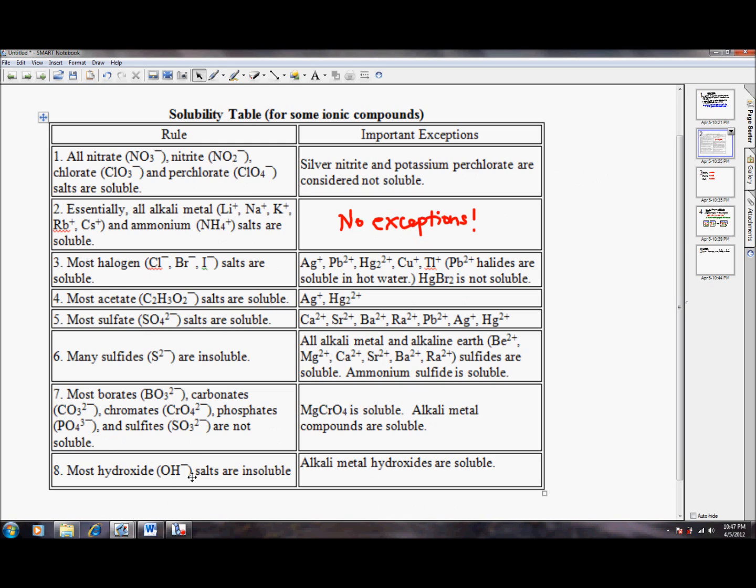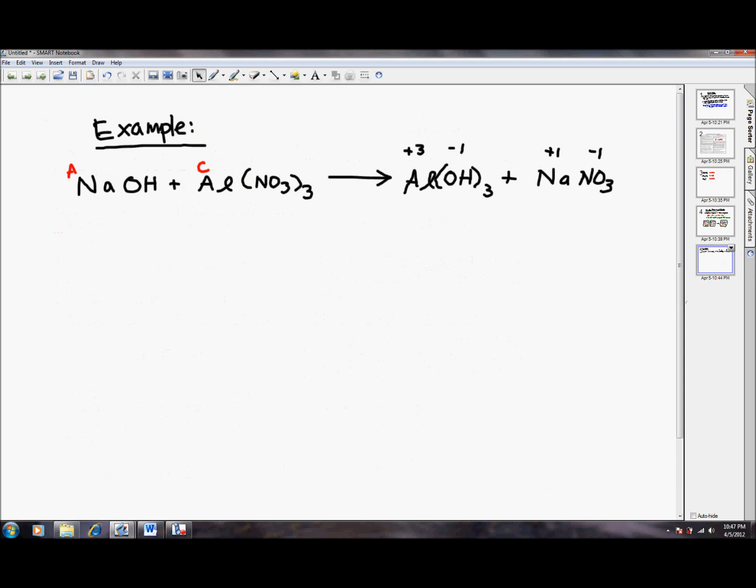Hydroxide is down here. It's the last one. It says it doesn't dissolve. Is aluminum an exception? Aluminum is not an alkali metal, so aluminum hydroxide does not dissolve. That means that aluminum hydroxide is a precipitate. Okay, so let's go back to our original table here, and how am I going to show that? I'm going to draw a downward pointing arrow underneath the aluminum hydroxide formula. This means precipitate.